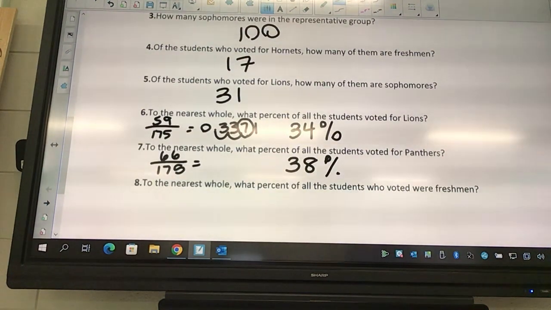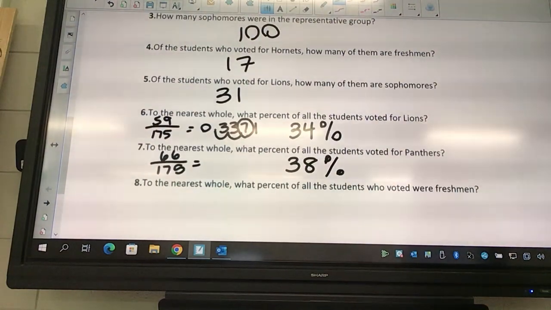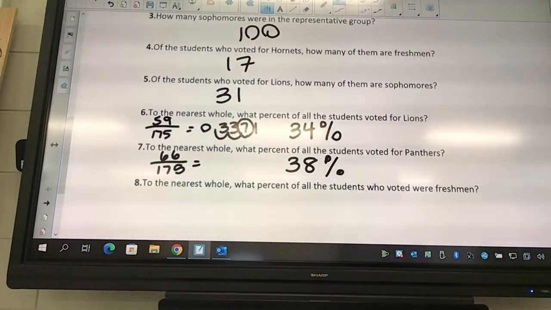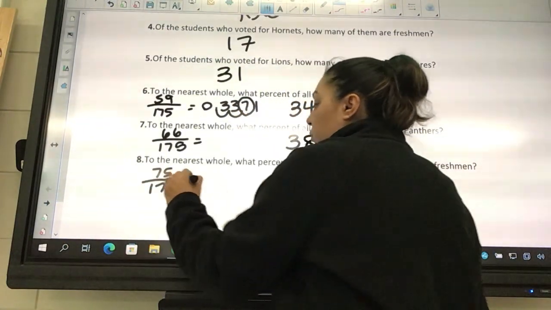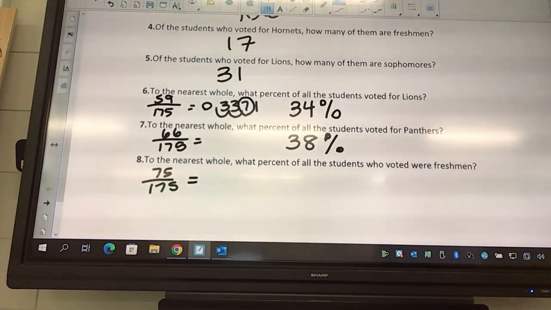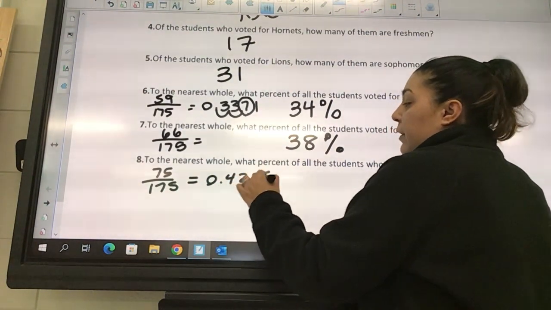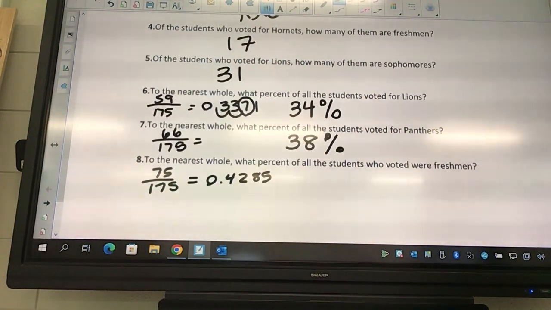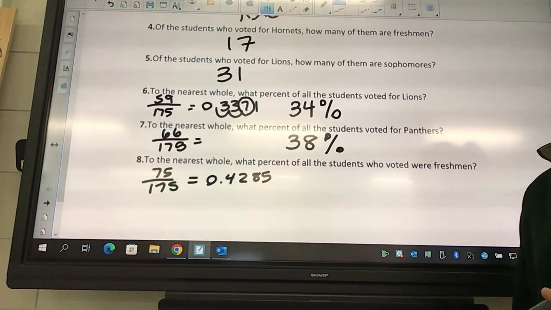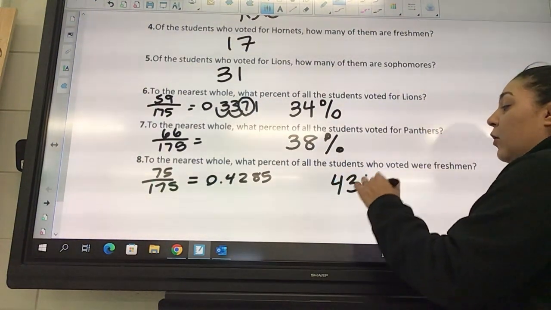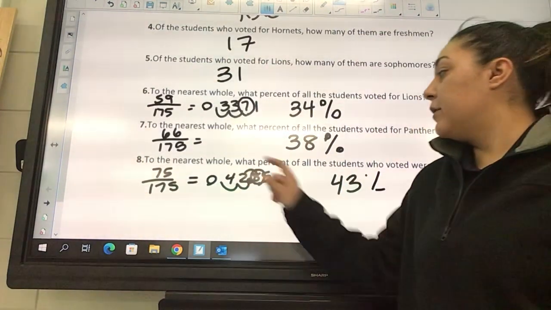Today, make sure you guys are using a percent sign because there's going to be ones where you're doing percent and numbers, so make sure the percents have that percent sign. Okay, to the nearest whole, what percent of all students who voted were freshmen? So how many freshmen voted all together? 75 out of how many students all together? 175. So what is 75 divided by 175? 0.4285. So what is that going to be for the percent? 42.8. So it's going to be what? 43. Our first two numbers make that a percent, and because this is an 8, it makes this one go up. So it's going to be 43%.